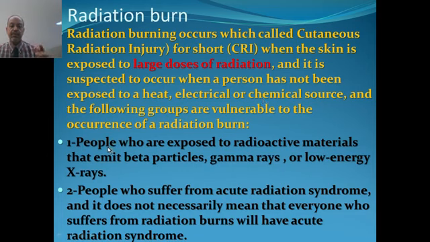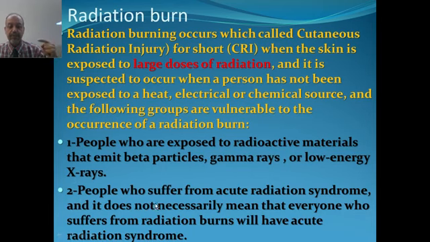Okay, who are the people? People who are exposed to radioactive material that emits beta particles. Radioactive material emits gamma, beta and alpha particles. This is all low energy X-ray. Who will be exposed to radiation burn? One, those exposed to radioactive material which emits beta or gamma or X-ray.